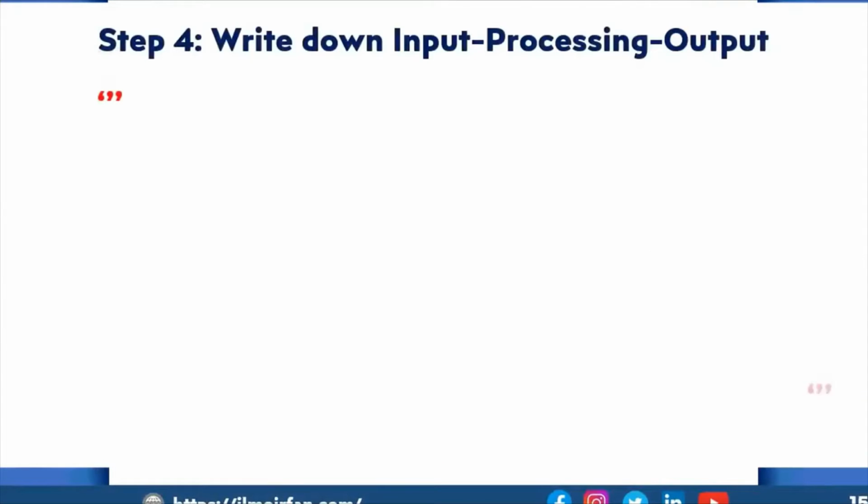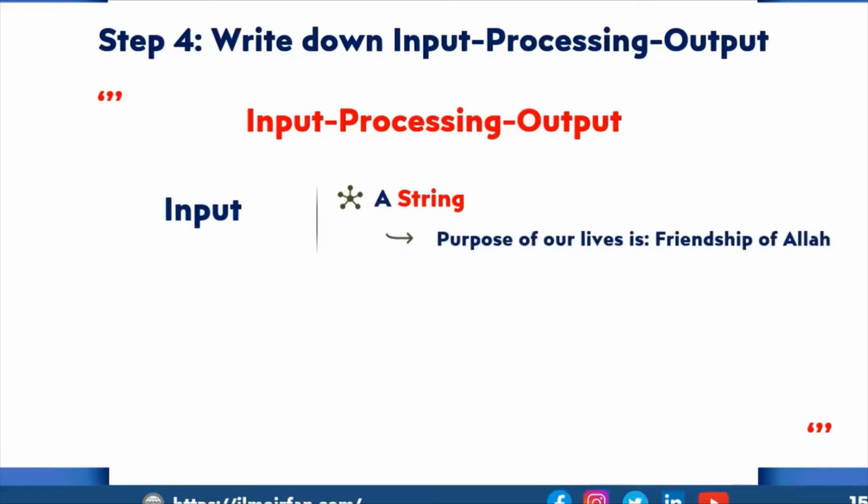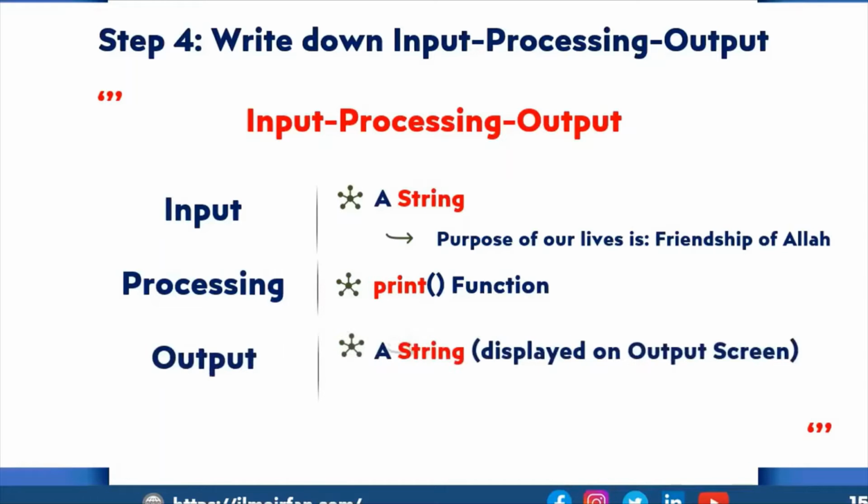Step 4. Write down input, processing and output. Input. A string. Purpose of our lives is friendship of Allah. Processing. The string will be displayed on the screen using print function, and the output will be a string displayed on the output screen. The purpose of our lives is friendship of Allah.